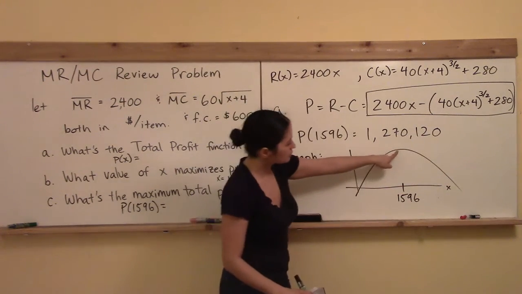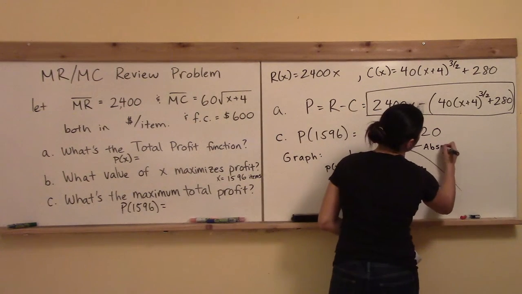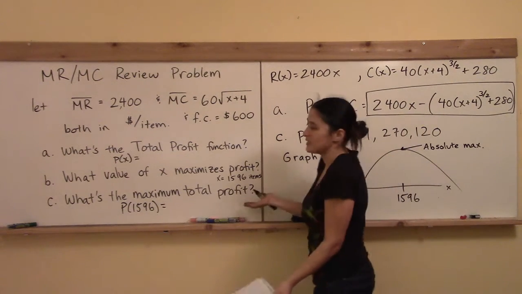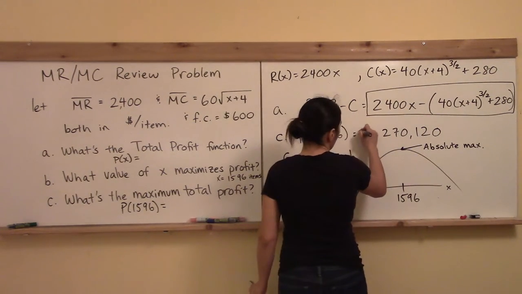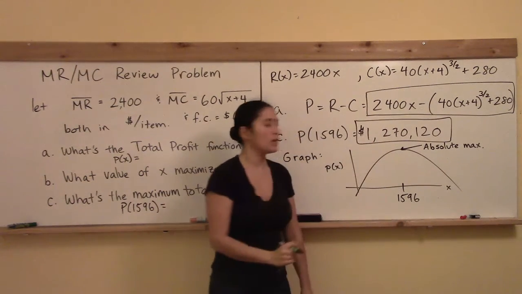And so that means that not only is this a relative max, but this is also my absolute max, which is what I think they were implying when they said, what's the maximum? And so now I can confidently put the units of dollars on there and then just box that answer.